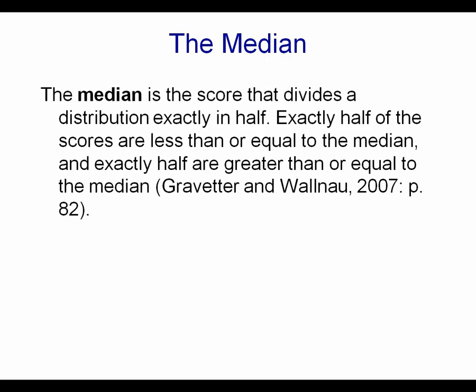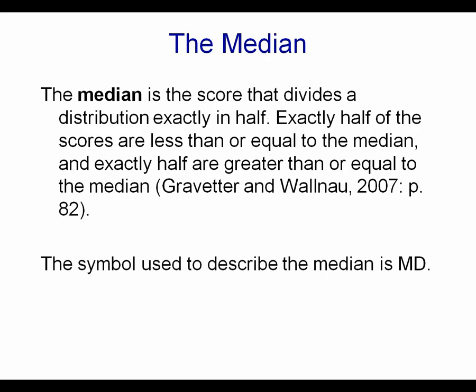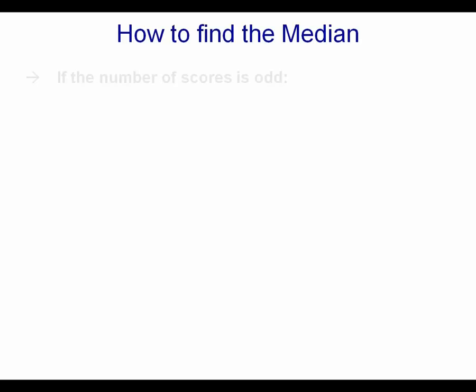The median is a score that divides a distribution exactly in half. So it's not an average like the mean. Exactly half of the scores are less than or equal to the median, and exactly half of them are greater. So let's see how that works. The symbol used to describe the median is MD, and this is how we find it.